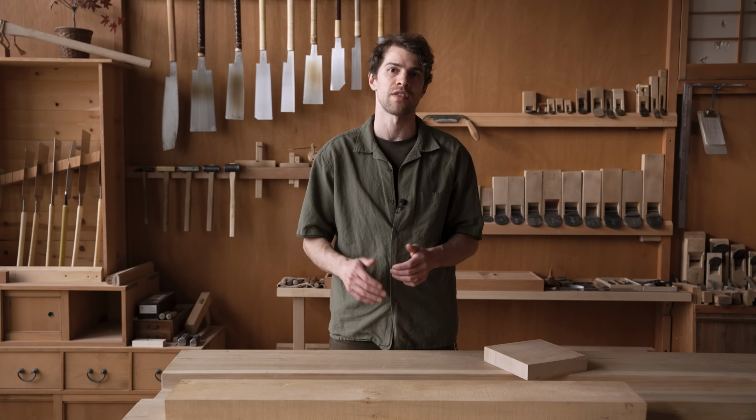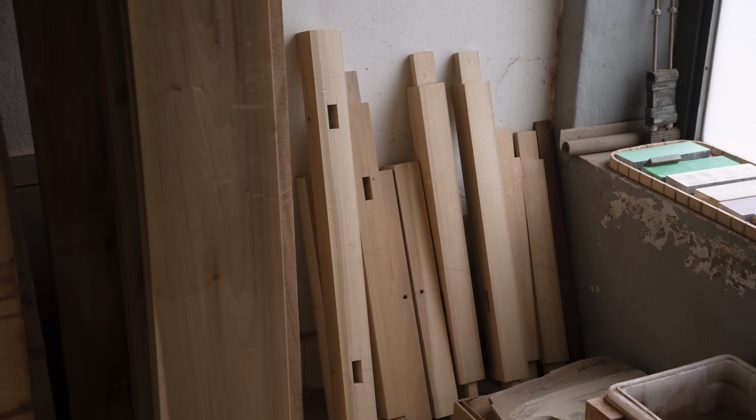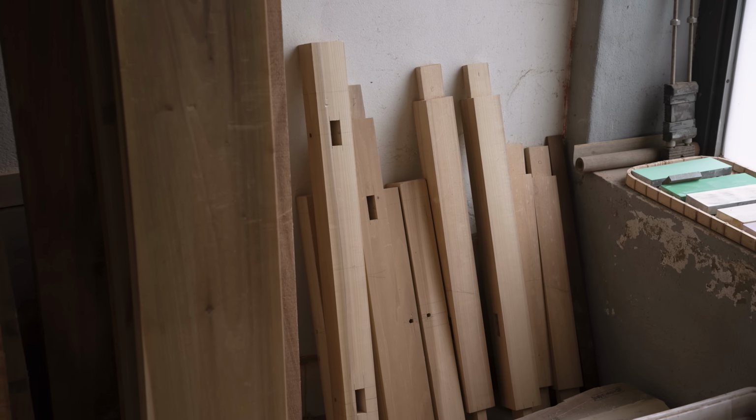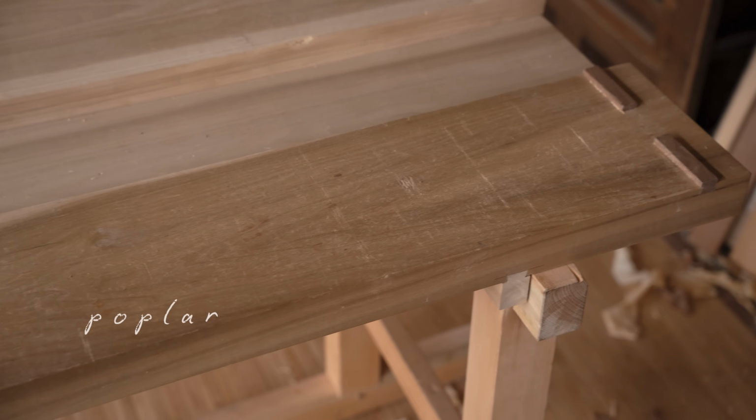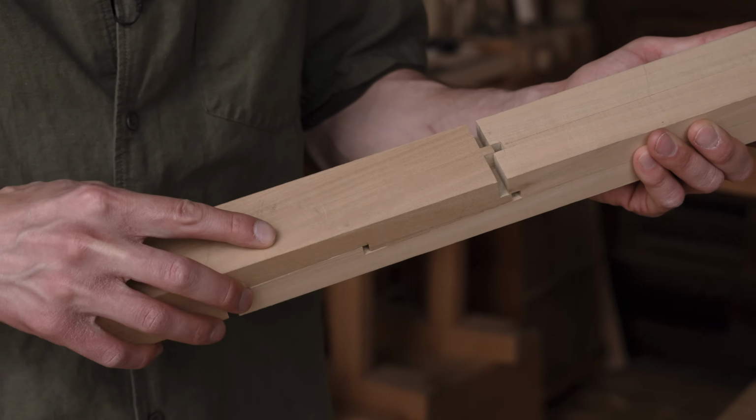When I'm choosing wood for a project, I'm usually thinking about three things: hardness, color, and grain. For learning and shop fixtures, I'm usually using poplar or pine, like my workbench or for practicing joinery. I'm looking for something affordable and easy to work.